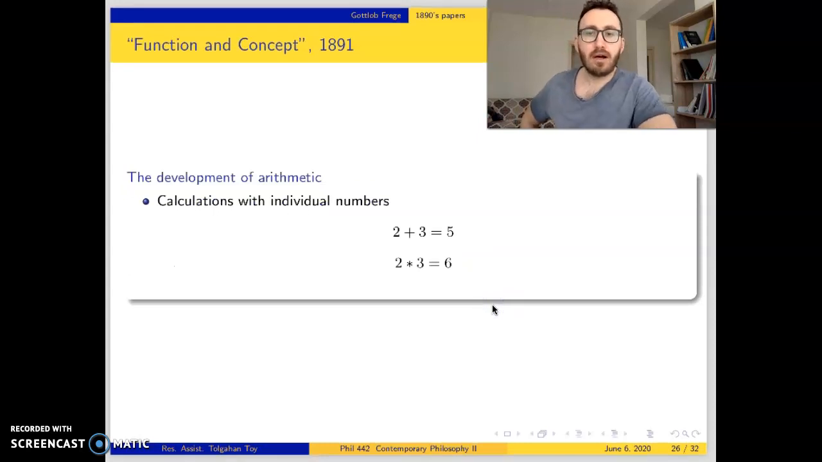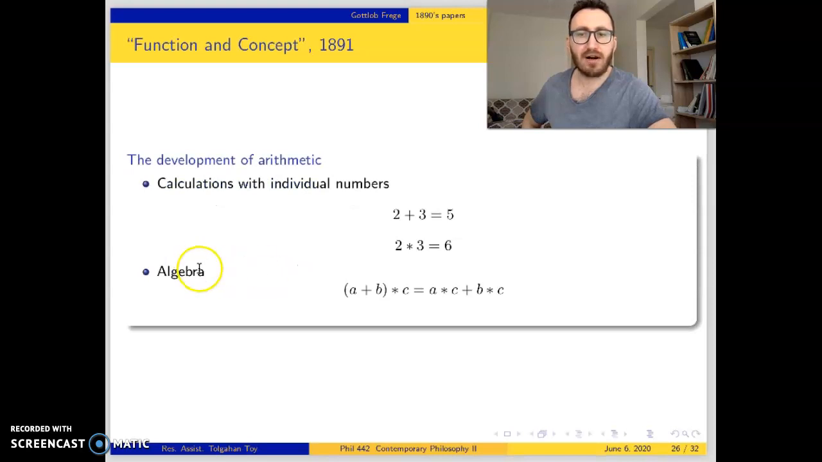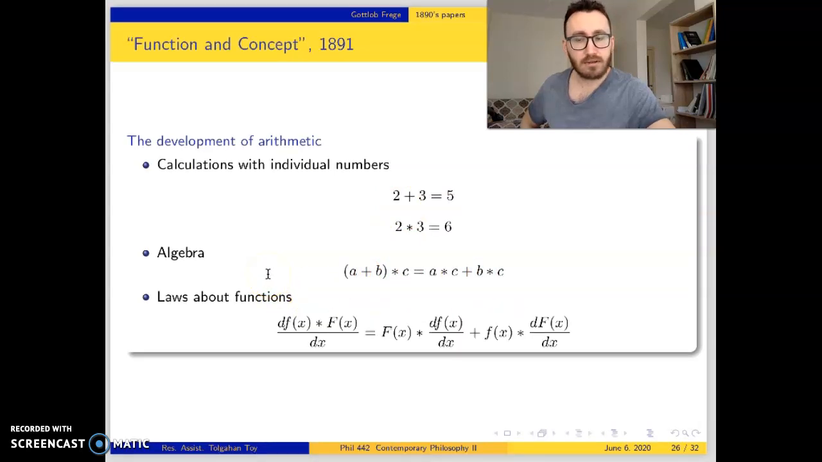Frege's function analysis is important in the historical development of arithmetic. At least there is philosophical importance. The first level in the historical development of arithmetic is about individual numbers and basic operations like these ones. At the second level, which is more abstract, we have algebraic laws over these numbers and operations. And the third level is an even more abstract level. We have laws about functions themselves, not just about numbers, but functions. Laws about functions, as in this example, Leibniz's rule, the product rule. The derivative of this multiplication with respect to x is represented in this way. So this is a law about two functions.